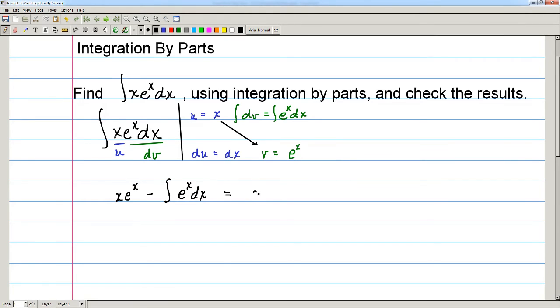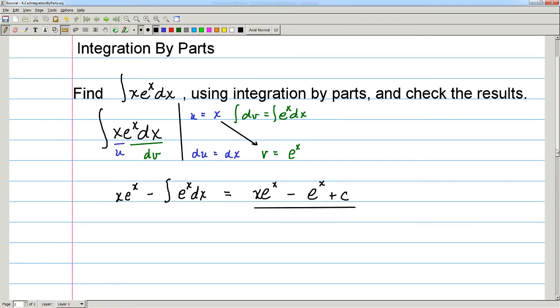Well, the first term is done. When we integrate the second term, we get the integral of e to the x dx. We know what that is. It's e to the x plus a constant. It doesn't matter whether we have plus c or minus c because it's an arbitrary constant. And we have discovered the antiderivative of the product x e to the x.